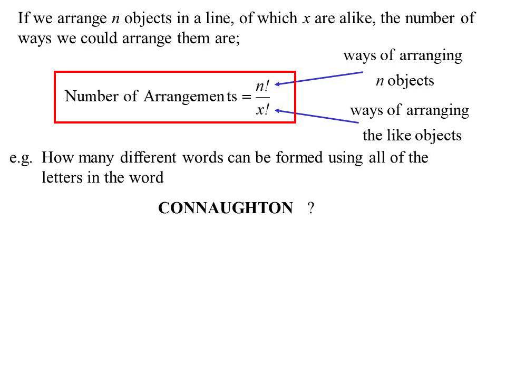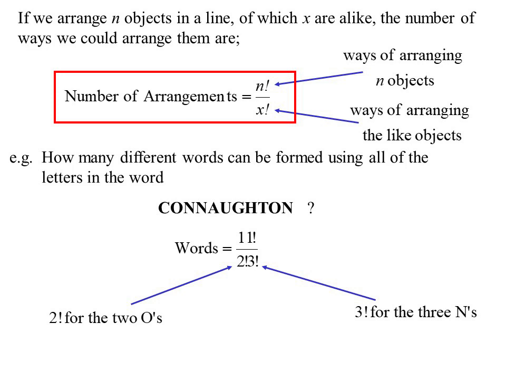How many words can be formed using all the letters in the word Connaughton? Connaughton has 11 letters, but we have 2 O's. We also have 3 N's. So we divide by 2 factorial and also 3 factorial, and we end up with, there we are, find them. No, we won't ask that question.